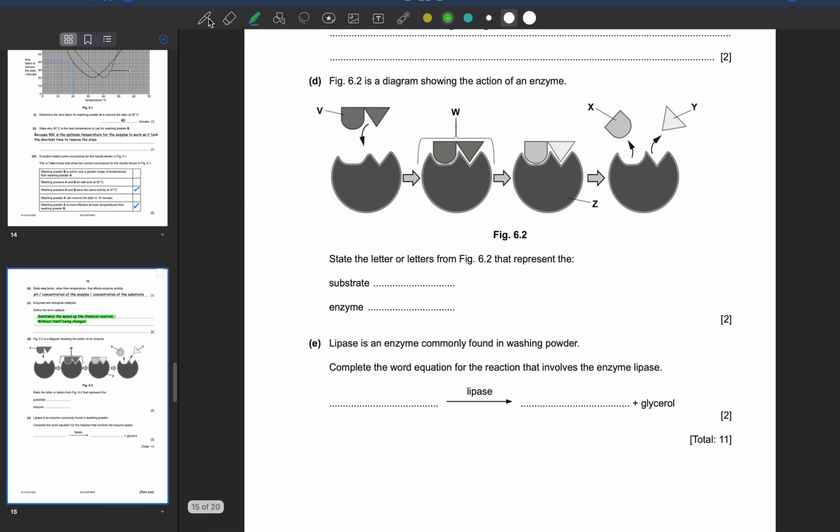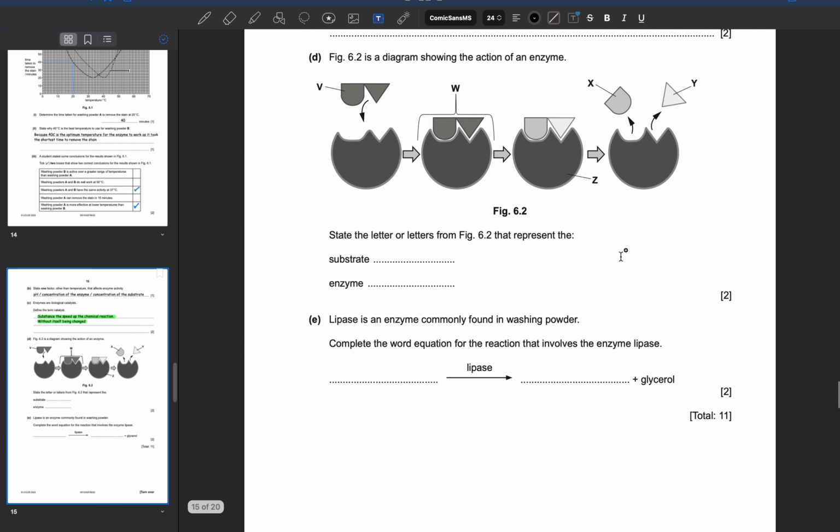Next one, figure 6.2 is a drawing showing the action of an enzyme. It gives me the enzyme, the substrate, and the steps or the stages of the enzyme action. State the letter or letters from figure 6.2 that represent the substrate. Where is the substrate here? Here. This is the substrate. And this is the enzyme. As you know, this part is the active site.